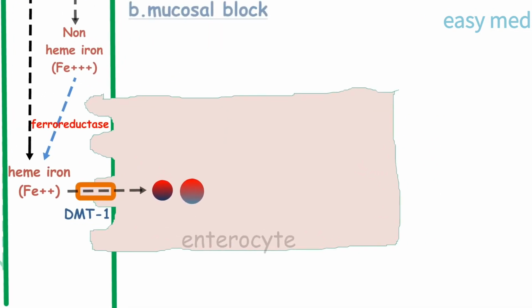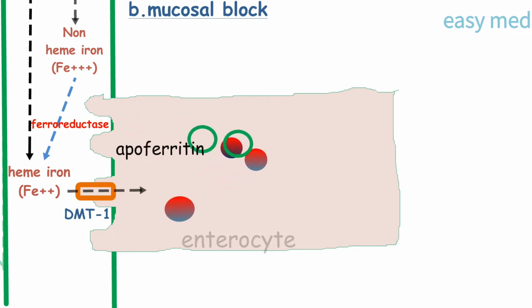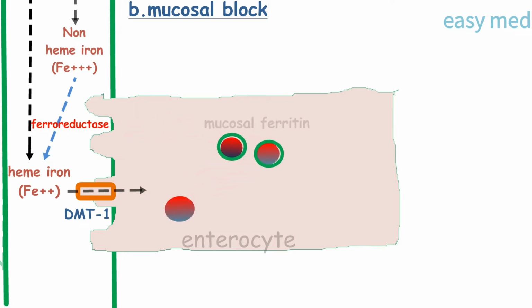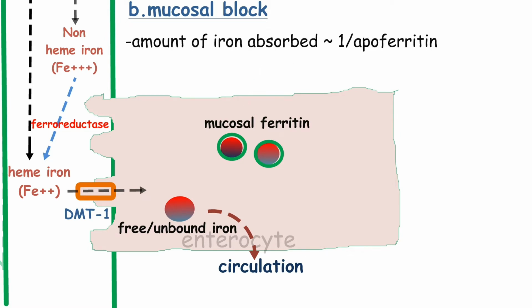In absorption of iron, the next step is mucosal block. Duodenal cells synthesize a protein called apoferritin. Apoferritin traps the internalized iron and forms mucosal ferritin, and some of the iron is left unbound or free. Only this unbound iron can go to circulation, whereas the bound iron gets trapped and lost in feces by shedding of cells. Thus, the amount of iron absorbed is inversely proportional to the synthesis of apoferritin.